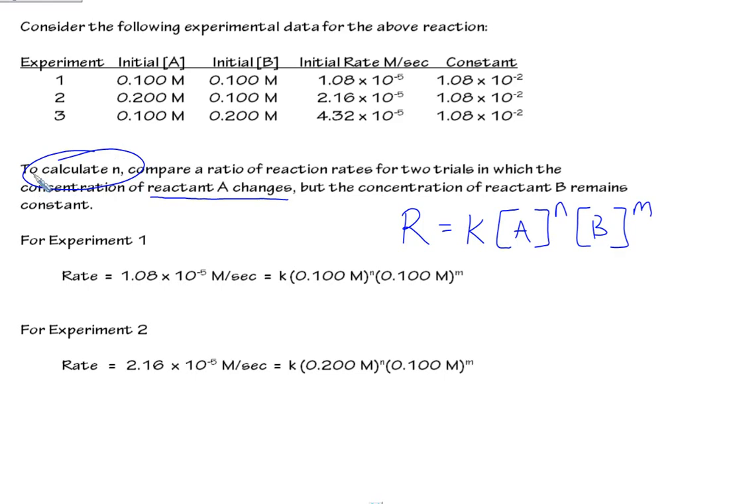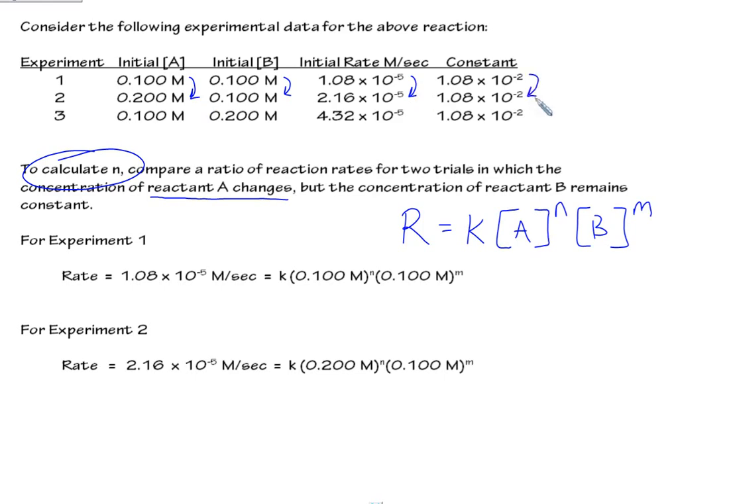Okay, so we're looking at changing the concentration of A. Again, we have to find two trials where A changes, but B is a non-factor. So we want the concentration of B to remain constant. B remains constant in trials 1 and 2. A changes, the rate changes. And obviously the constant is constant.